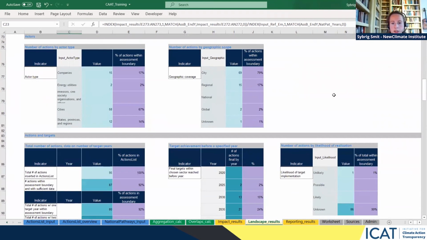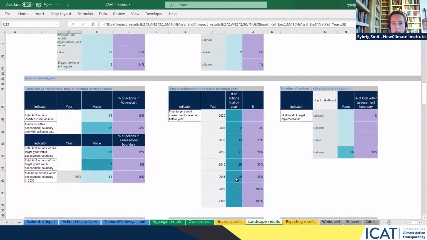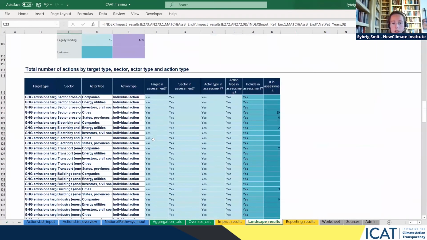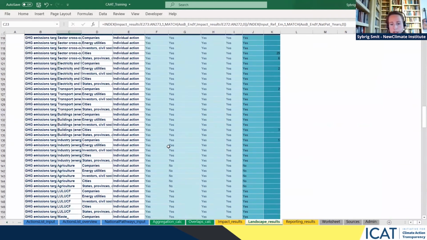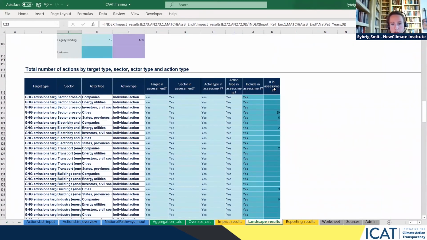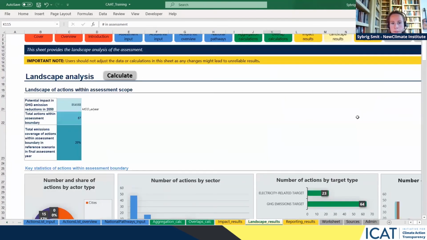Again, this information is all summarized in tables below. So here a little more detailed information can be found. And here a very detailed landscape is provided with number of actions in the assessment.